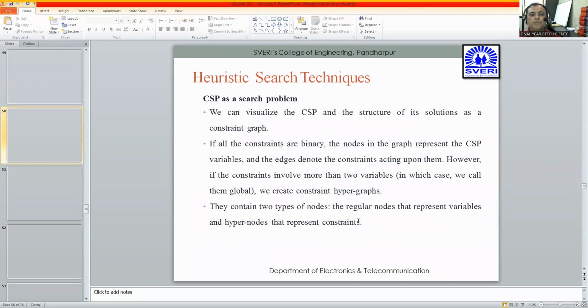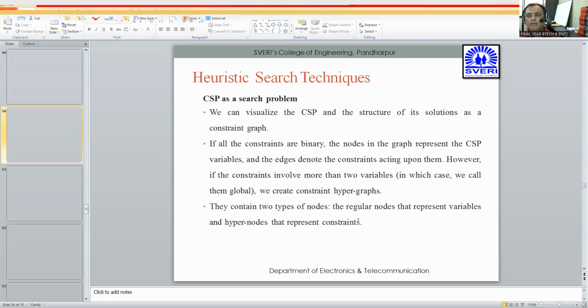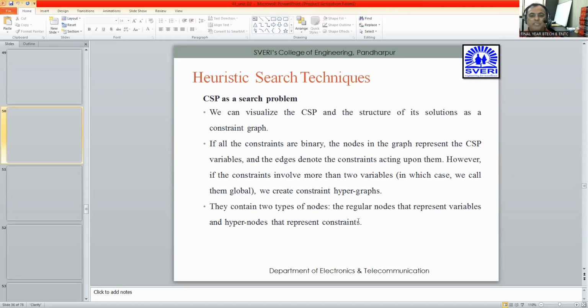Mostly there are two types of nodes in the case of CSP as a search problem. The first one is the regular node that represents a variable, and the second one is a hyper node that represents a constraint.